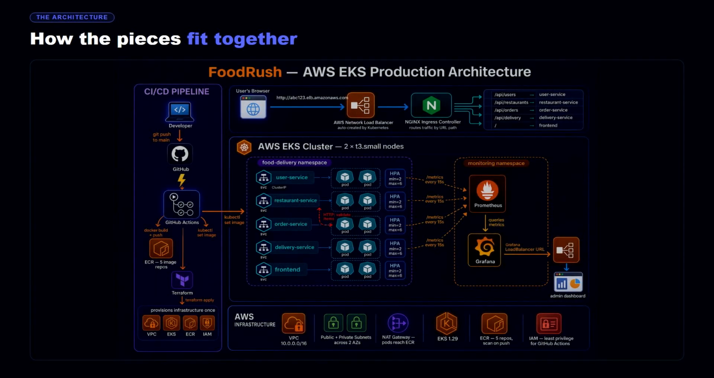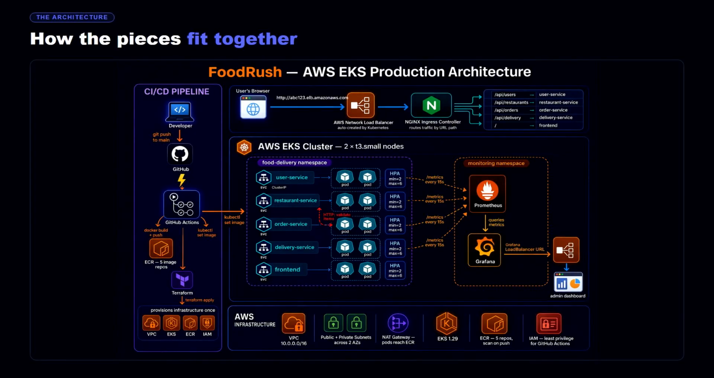A request comes in through an AWS network load balancer. That's your single entry point. NGINX ingress controller sits behind it and routes traffic to one of 4 services: user, restaurant, order, or delivery. Each service runs in a private subnet, no direct internet access. They talk to their own SQLite databases, no shared state between services. Order service makes one synchronous call to restaurant service to validate items, with a 5-second timeout.